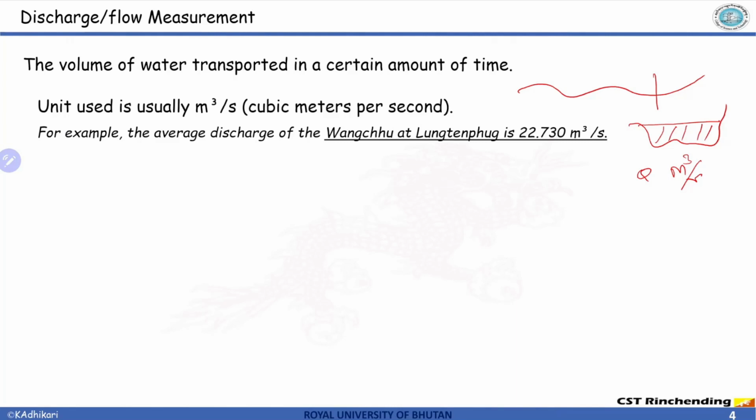As an example, I have given you here the gauging site of Wangchu at Lung Tin Phu, and the average discharge of that river is 22.7. So 22 cubic meters of water is flowing per second. It's huge, this is a lot of water there.